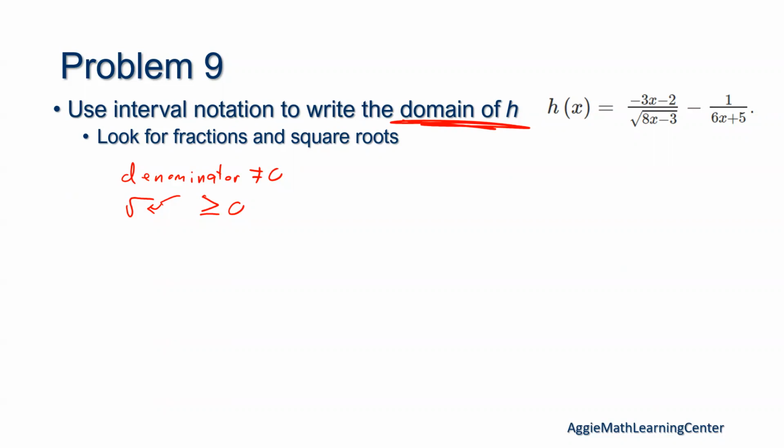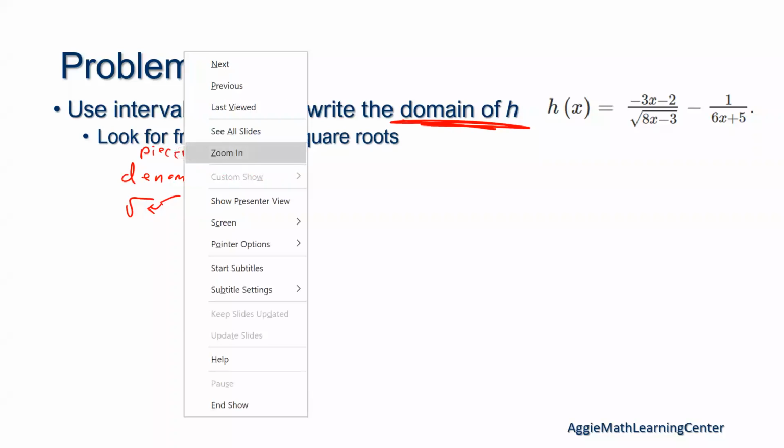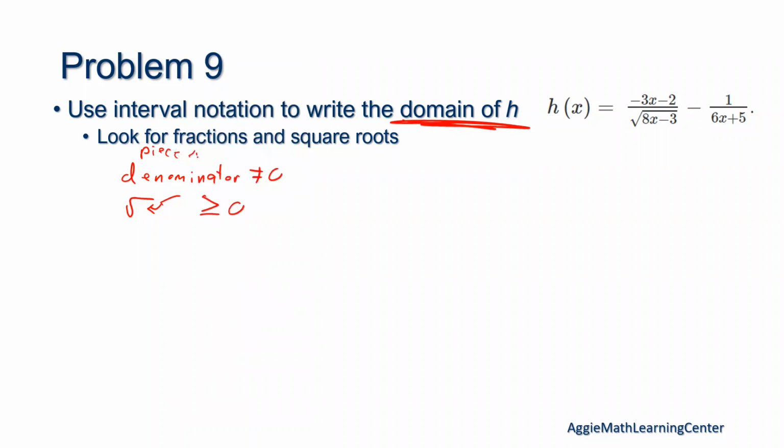And then the other one is piecewise. Piecewise is just like the one we did previously, but that's a whole different thing. We're not worried about that right now. Right now, we are looking at these two things. Denominators can't be equal to 0, and the thing inside the square root is greater than or equal to 0.